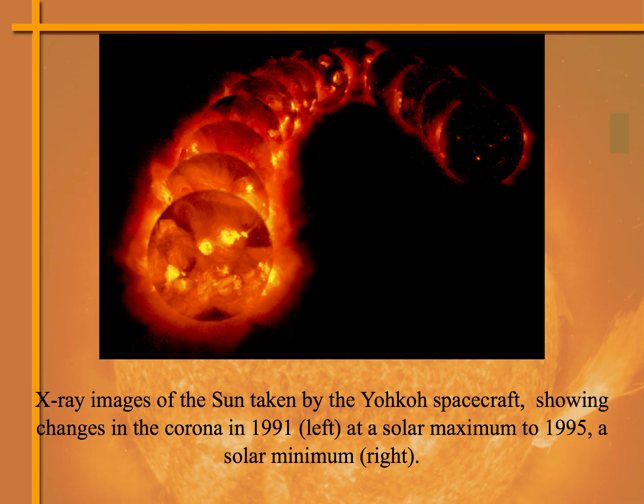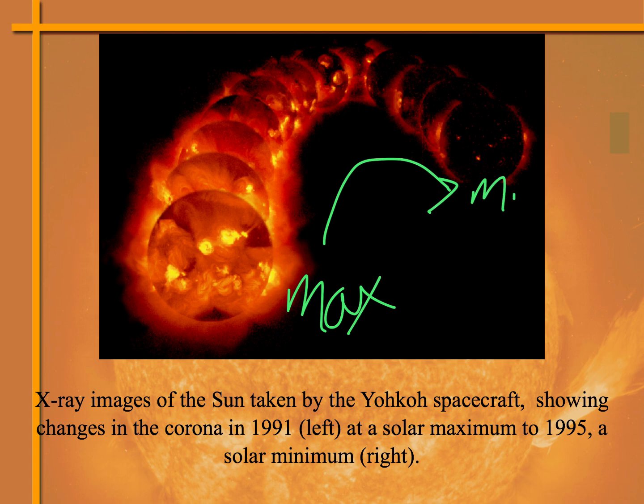Here is one more image showing change of X-ray activity over time. The images on the left in the foreground are at solar maximum, and those farther around the path are approaching solar minimum, where there is almost no activity at all. This is all over only a 4-year time frame.